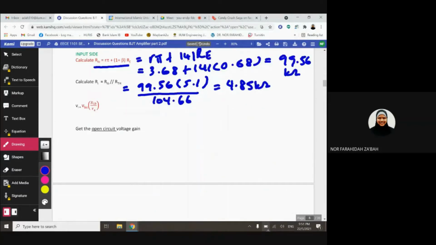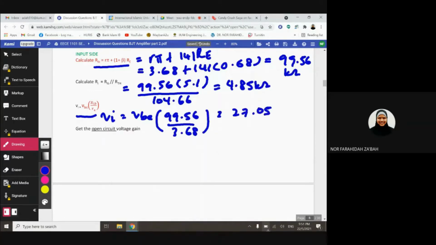And then in this step, VI is equivalent to VBE multiplied with RIB over R pi. So you're going to get VI equivalent to VBE times 99.56 over 3.68, which is 27.05 VBE. Now you're going to calculate the open circuit voltage gain.